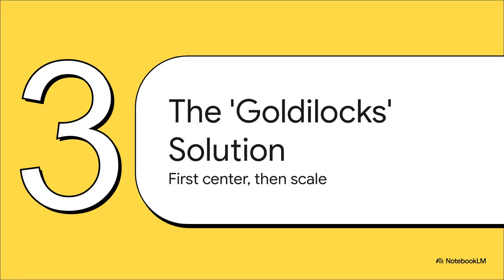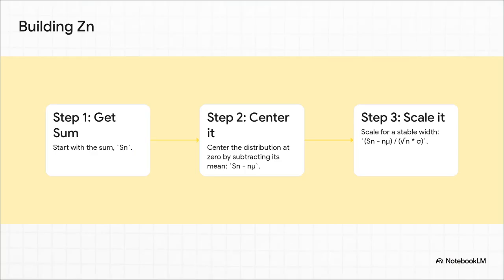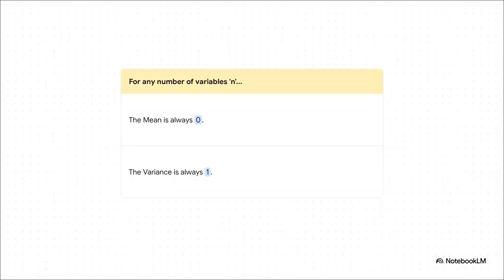Okay, this is it. Let's move to the final step that puts it all together. We figured out how to make the width stable. Now we just need to nail down its location. And the key is to solve these problems one at a time in the right order. The big breakthrough is this elegant two-step process. First, before we do any scaling, we lock the center of the distribution at 0 by subtracting the mean of the sum. Then, and only then, after it's centered, we apply our special square root scaling factor to get the width just right. And here's the magic.